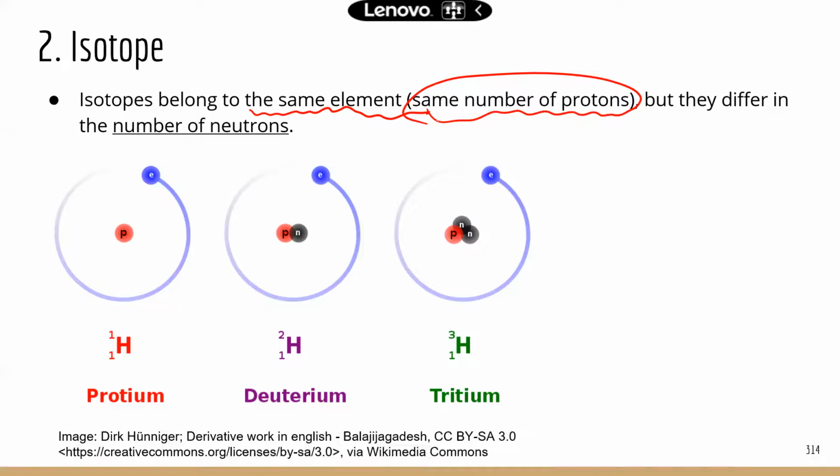So each element has its own unique number of protons. So based on the number of protons, you can identify which element an atom is. Okay? But they do differ in one thing, and that's the number of neutrons. Now, are they going to differ in the number of electrons? No, right? Because the number of electrons has to be the same as the number of protons, right? So if all the isotopes have the same number of protons, that implies that they're going to have the same number of electrons. So the only part that they can be different is the number of neutrons.